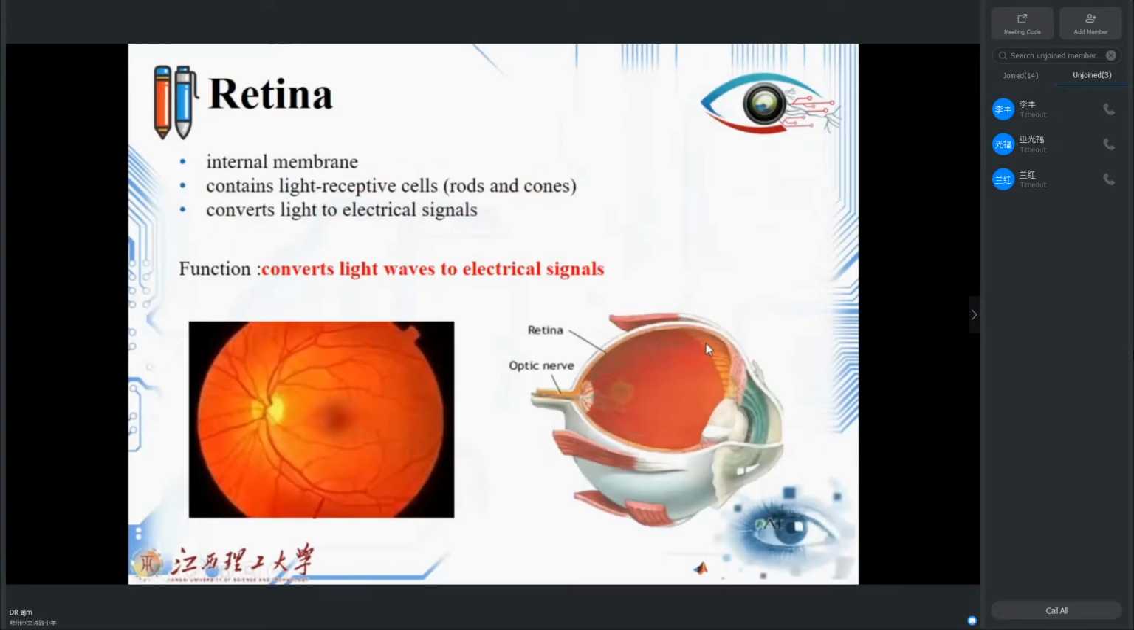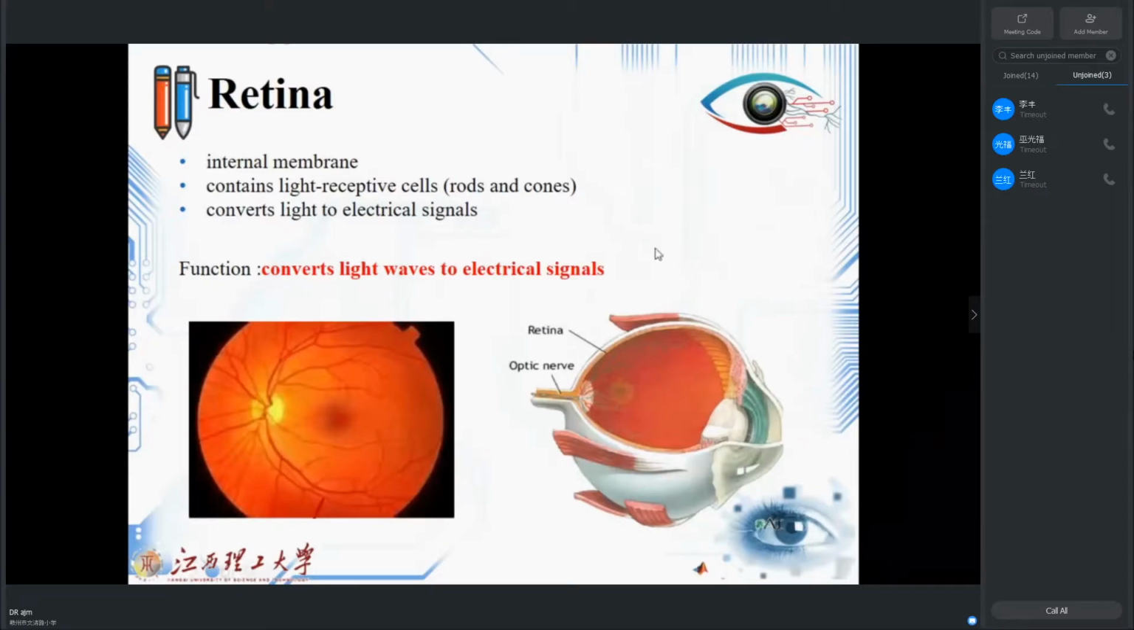The retina is the internal membrane of our eyes and contains the light receptive cells, rods and cones, and converts the light to electrical signals. Now something like a processor comes into the picture from our eyes. The amount of light, the pictures, or the light, now it should have some meaning. The main function of this retina, we can say, is to convert the light waves into electrical signals.